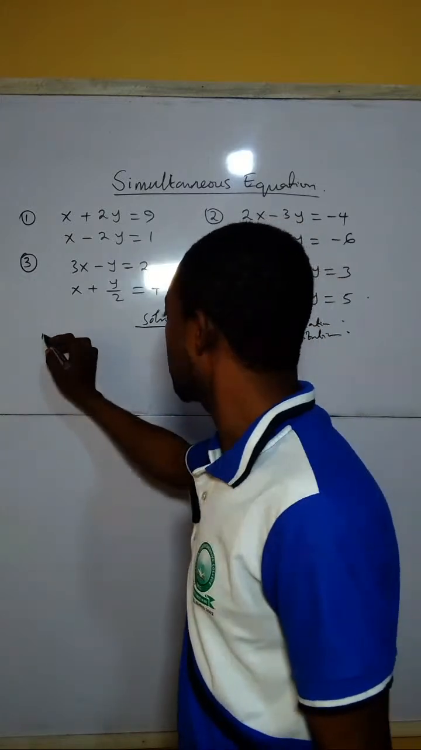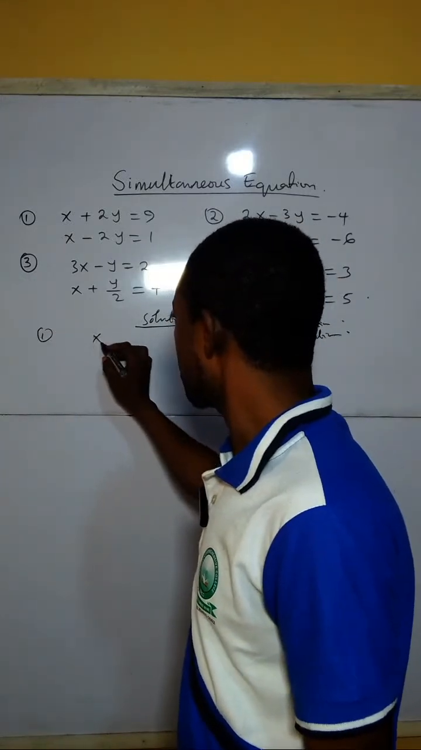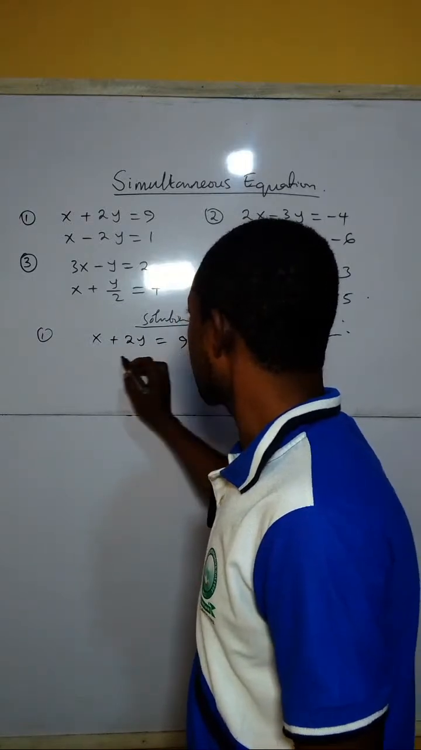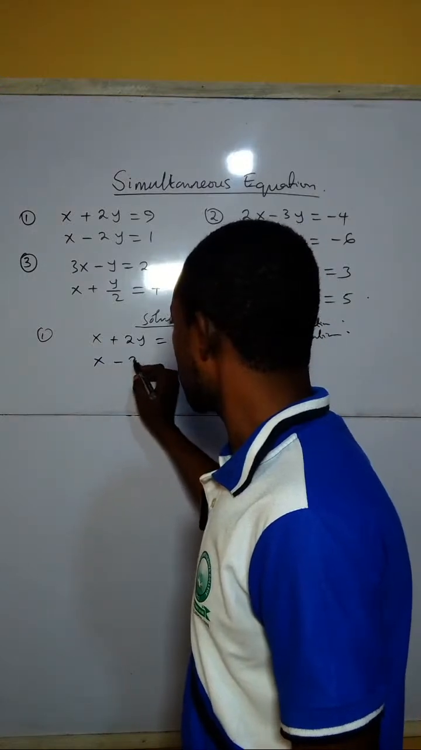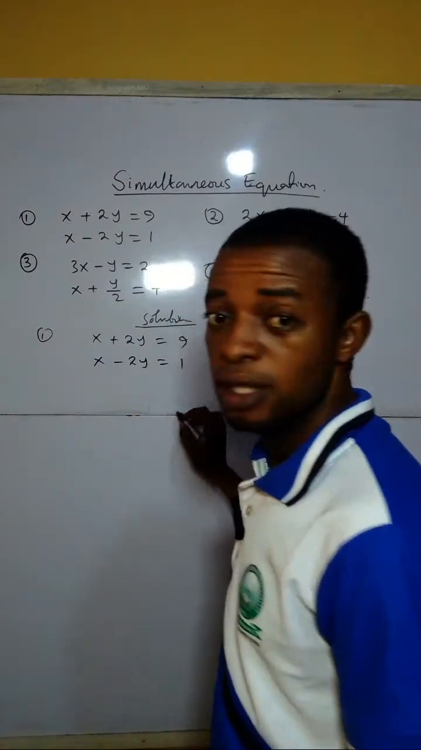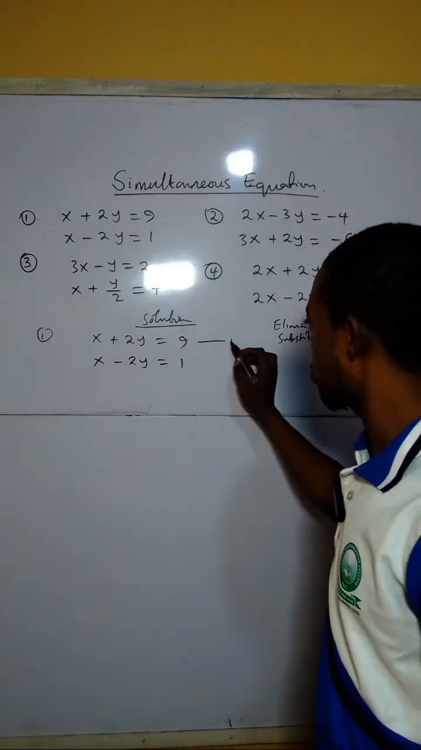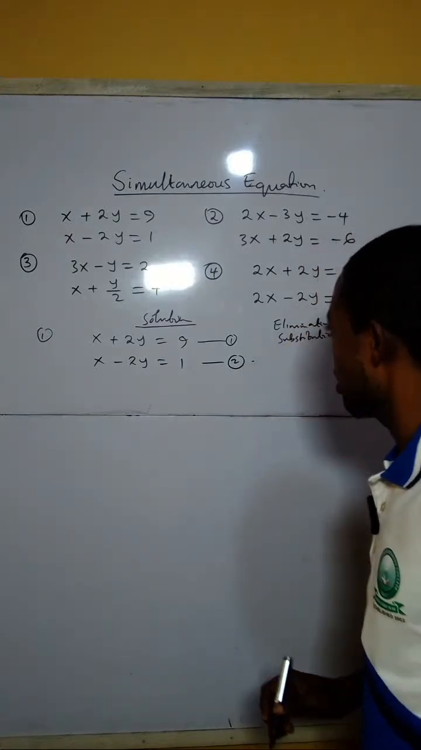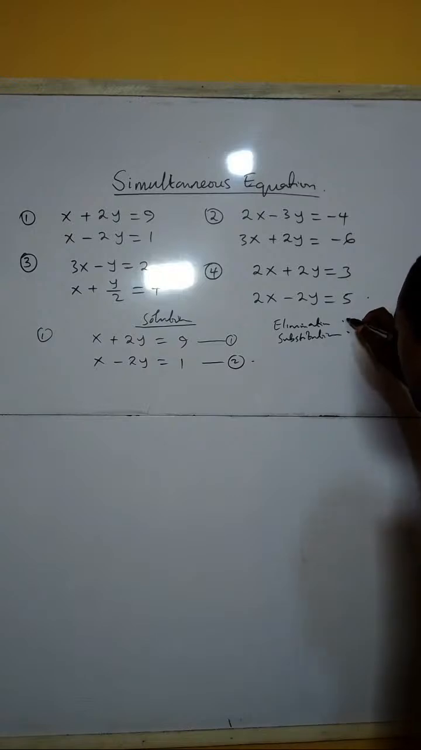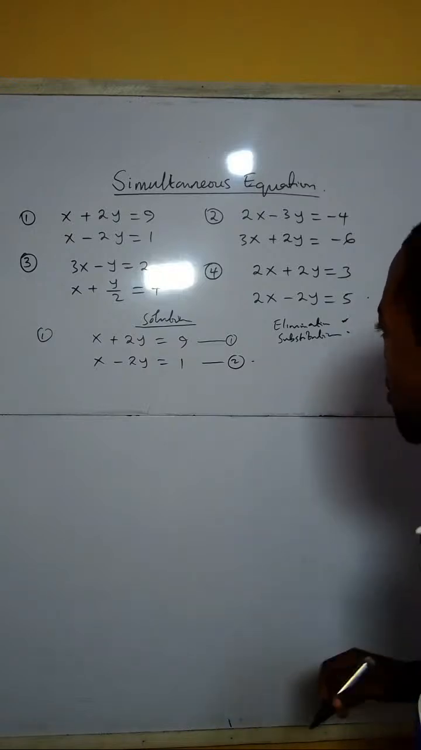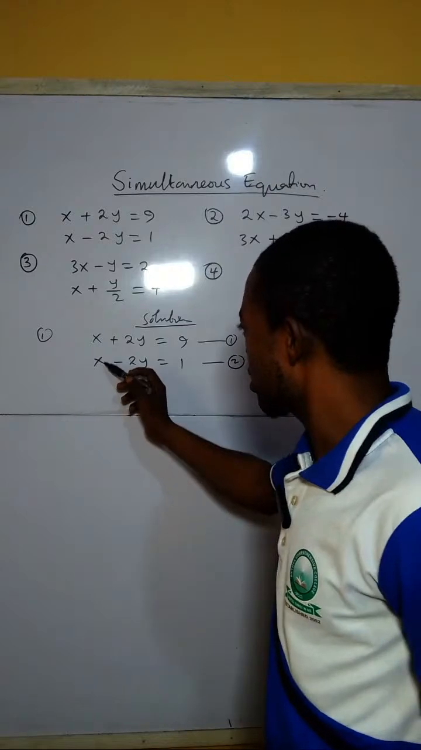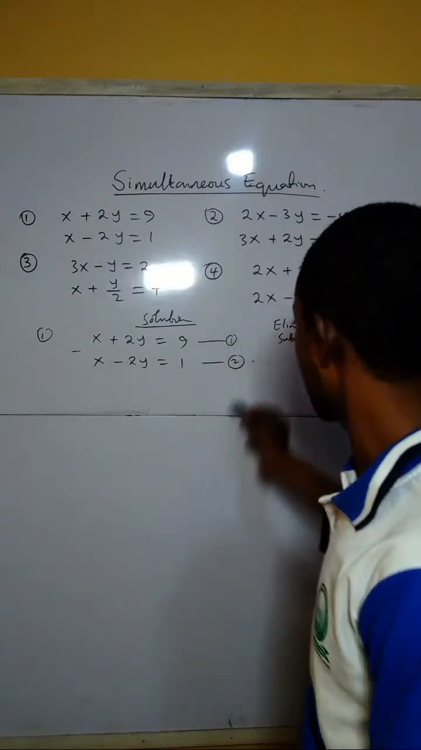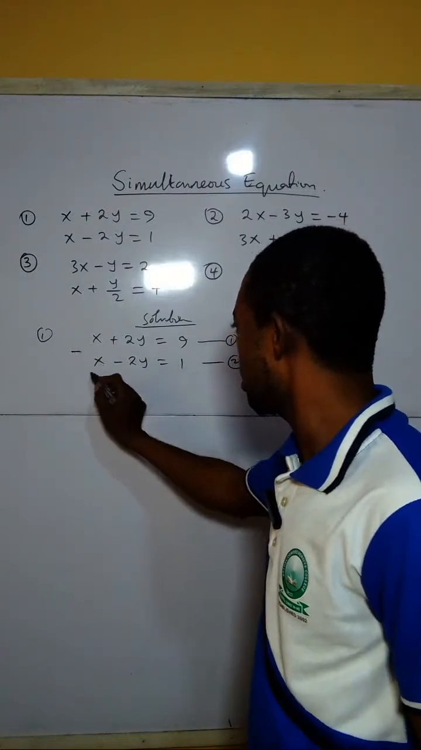That is, from what we have here in the first question, number one, we have these two equations: x plus 2y equals 9. Then we have x minus 2y equals 1. We can call this equation 1 and this equation 2. From here, the elimination method will be much faster because to eliminate x, the coefficients are already the same. Then we can subtract equation 2 from 1, that is, subtract directly.